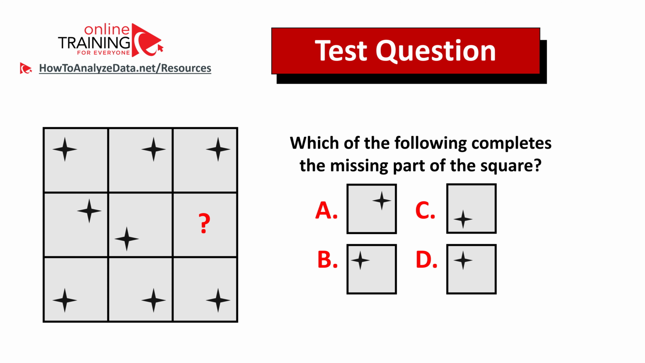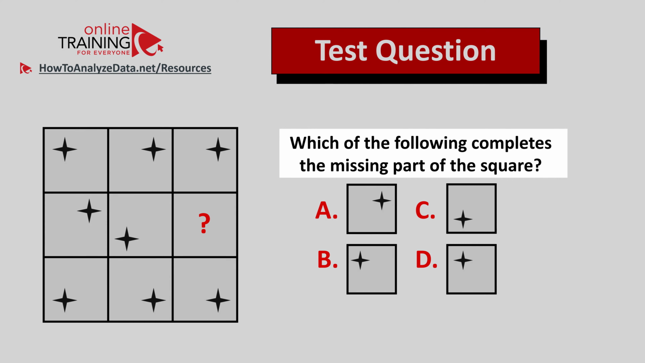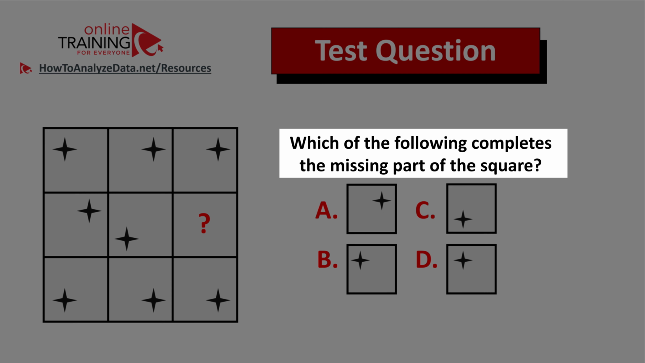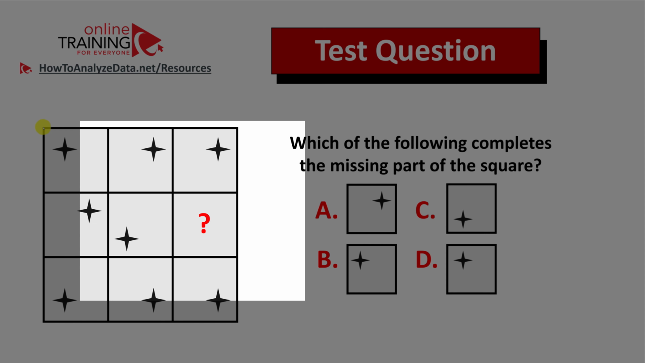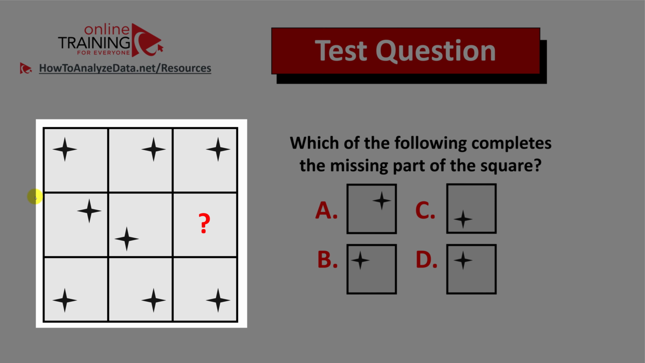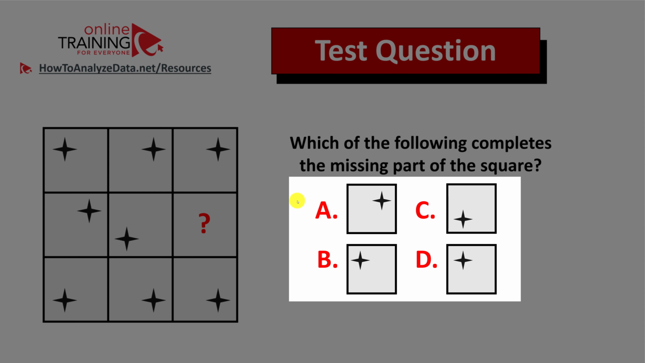Let me share with you a tricky question from the test. Somehow, though, I have confidence that you might figure out the answer. Here's the question. Which of the following completes the missing part of the square? And you have a 3 by 3 square, which consists of smaller squares. Each small square has a star, and all stars are in different corners. One small square is missing, and you have 4 different choices to figure out the final answer. Choices A, B, C, and D.